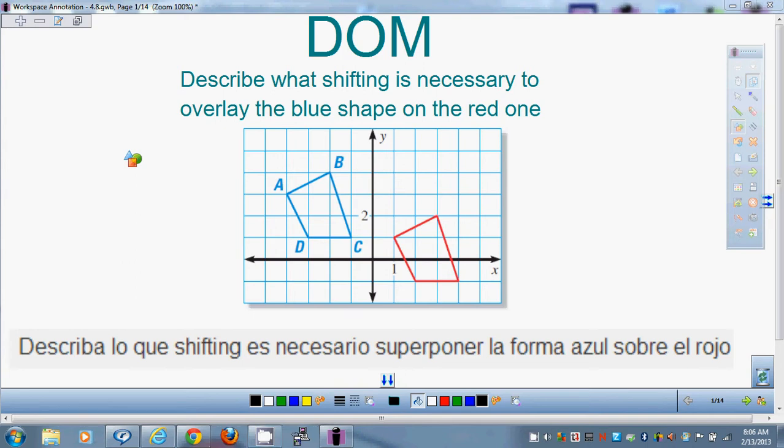Someone describe how you would shift the blue one to be over top of the red one. Yes, ma'am. You would slide it, and how, like what units would you slide it? How much right, how much left, how much down, how much up? Yes, sir. You go down to the right side.